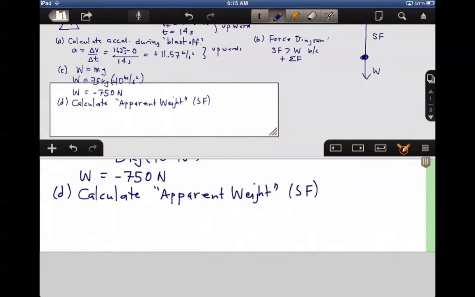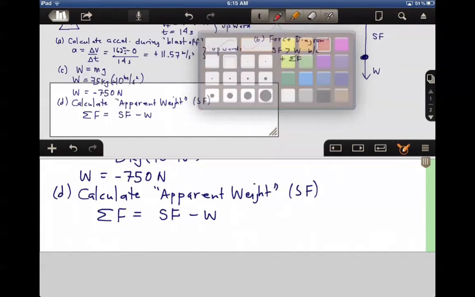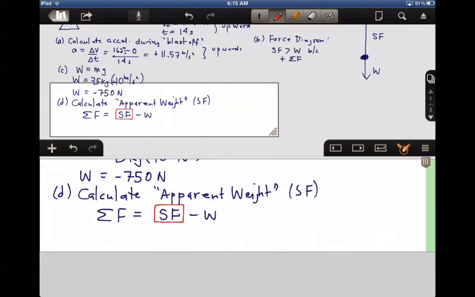So I'm going to go back to my force diagram, and from the force diagram, I'm going to write a net force statement. From the force diagram, I can see that net force equals support force minus weight. Notice I'm including the negative sign right now. I'm writing minus W. So I'm going to try to solve for support force in this problem. This is my unknown that I'm trying to solve for. I know W is 750 newtons. We've already put the negative sign in, so I don't need to add it in again.